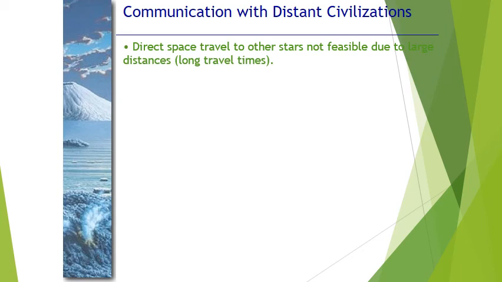If you think about going to another star, our next nearest star is, of course, Proxima Centauri, 4 light years away. And that's traveling at the speed of light. It would take 4 years. So the travel times are just not possible.